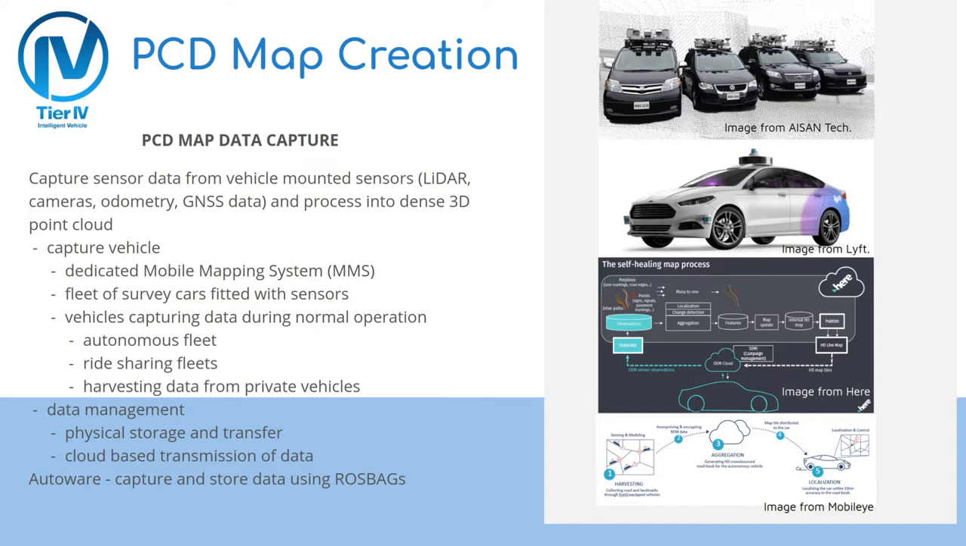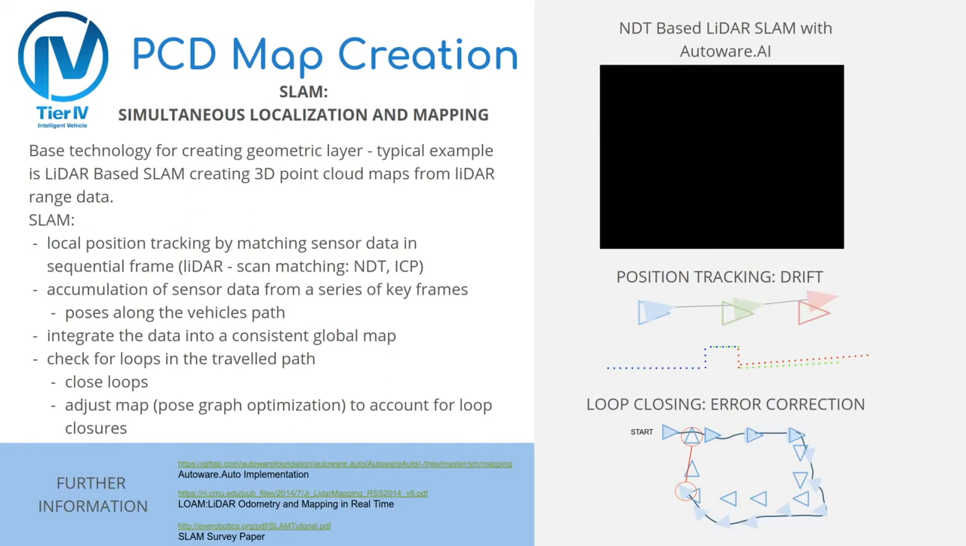This brings up the question of data management in HD map systems. Data can either be physically stored on the vehicle and transferred after returning to a base location, or the data can be transmitted and stored in the cloud while the vehicle is in the field. Now the need for real-time updates and map healing are pushing towards cloud-based data management. This limits the amount of data that can be sent. Thus, the above examples work on camera data, and the data is typically abstracted before sending. For Autoware, sensor data can be captured and stored using ROS bags.